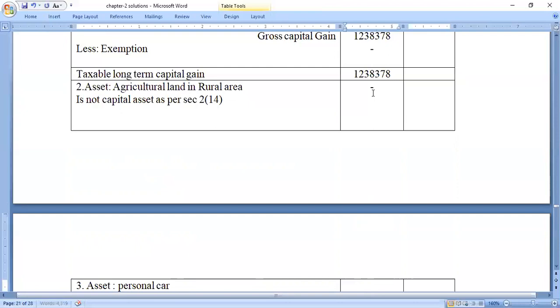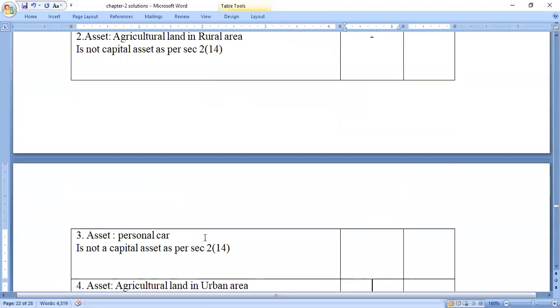Next, we have the third asset, that is the personal car. Any movable asset which has been used by the assessee for his personal purpose is also not a capital asset as per section 2(14).